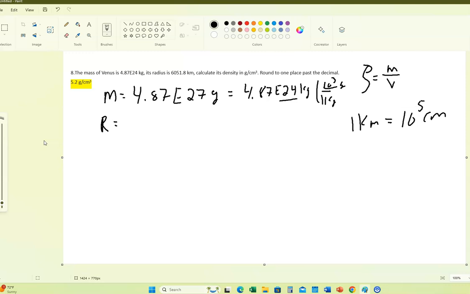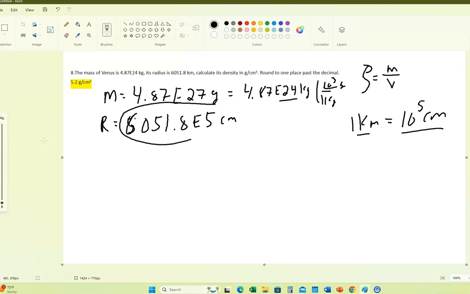Anyway, you write the same number, which I did not do. That was meant to be a 6. Sorry. 6051.8. And if I want to directly change it from kilometers to centimeters, I just put in the times 10 to the 5th. And so now it's in centimeters. So now I use this number. Remember, this first number is a 6. I just didn't write that correctly.